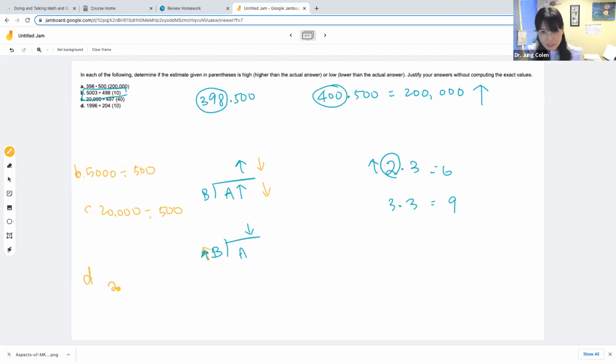Instead of that number, it looks like they had 2,000 divided by 200 to get 10. So increasing the dividend, the quotient will go up, right? And also, this person decreased the divisor, then the number will go up. So anyway, it will go up in either case. So it is higher than the actual value.